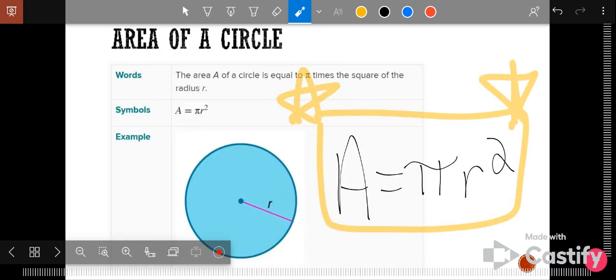First formula for area we need is area of a circle. Area is pi r squared. Area equals pi times the radius squared. So if you're given a diameter, you have to convert it to the radius and use the radius in this formula. But this is the base formula for the area of a circle. We want to make sure we have it in our notes.